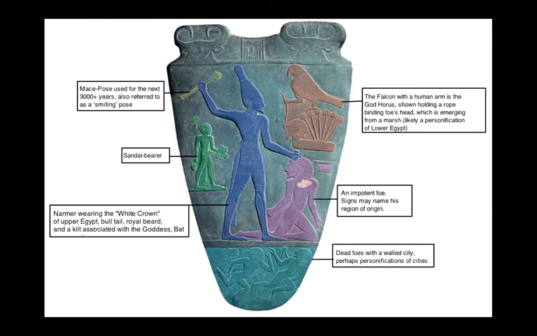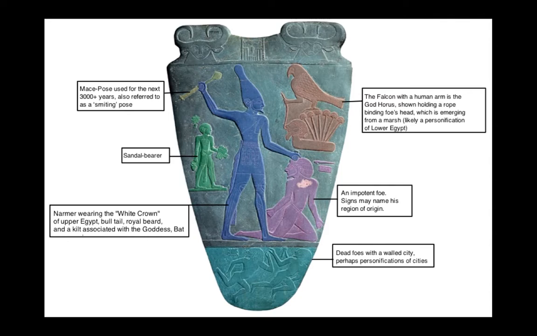Some details of the palette here deciphered. So we've got this image of him in what's called a smiting pose, and to smite just means to kill. So here he is smiting one of his enemies, and this is a pose that's going to be used for centuries afterwards. You can see that everything is very flat and depicted from the side.